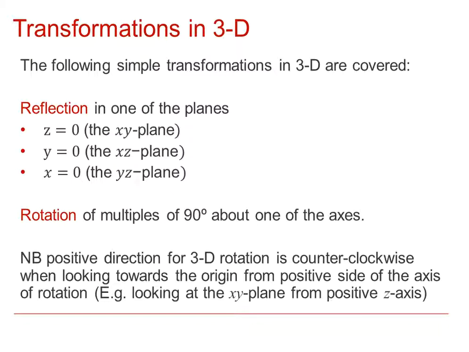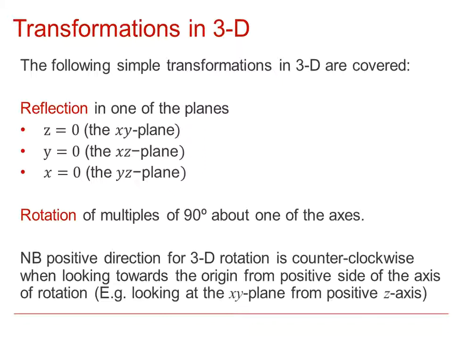The following simple transformations in 3D will be covered. So we'll have reflections in one of the following planes. So we can have z equals 0. If z equals 0, we are looking at the usual two-dimensional xy plane that we're familiar with. If y equals 0, then we're looking at the xz plane. If x equals 0, we must be dealing with the yz plane.